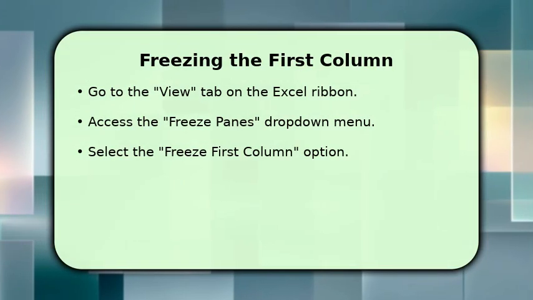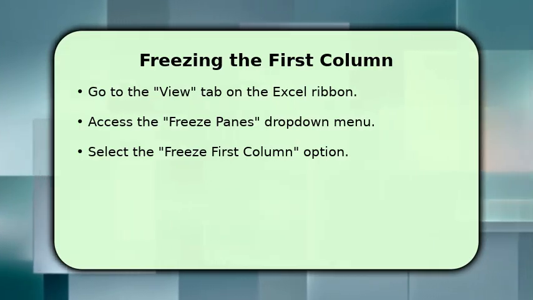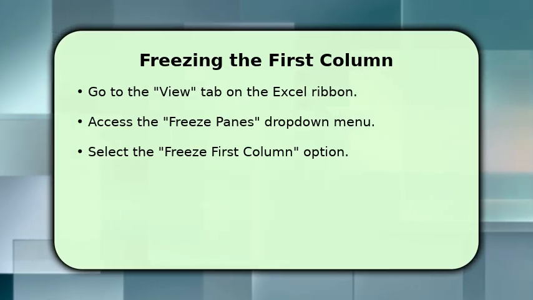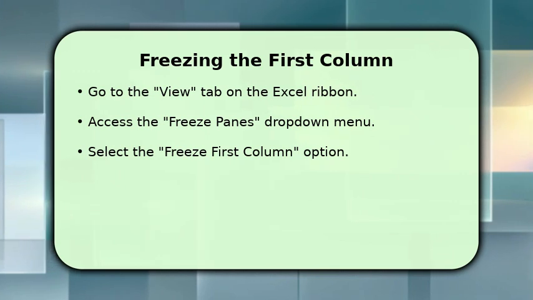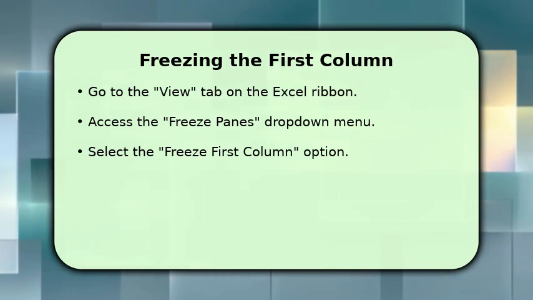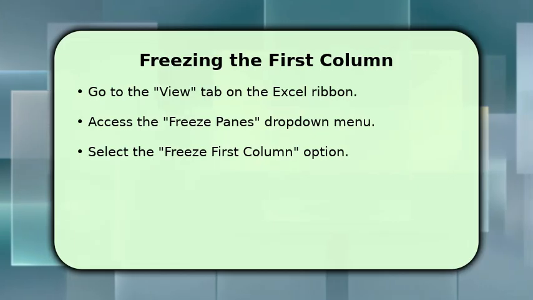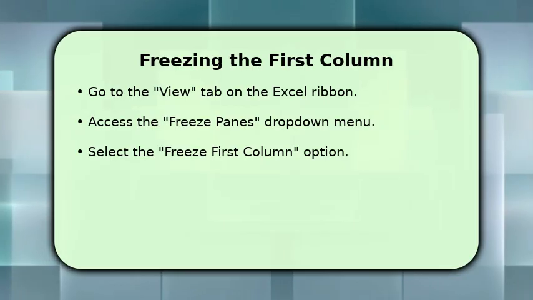If your data extends widely across many columns, freezing the first column is incredibly useful. Just like before, head over to the View tab. Click on the Freeze Panes drop-down and this time, choose Freeze First Column. This action locks your initial column, allowing you to scroll right or left without losing sight of your row identifiers. It's a great way to keep context in wide tables.